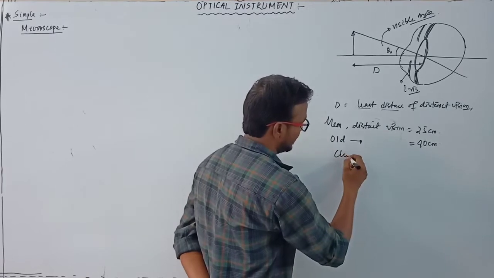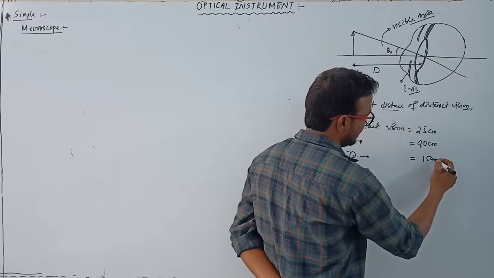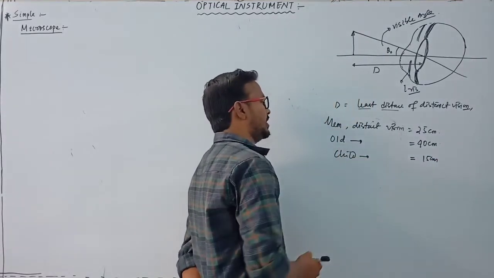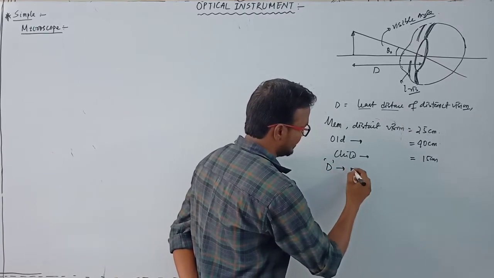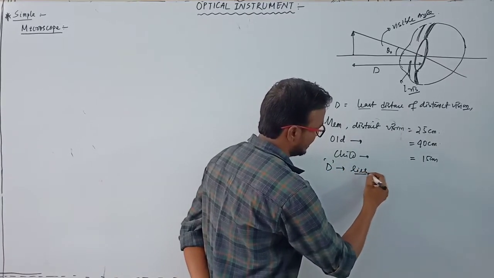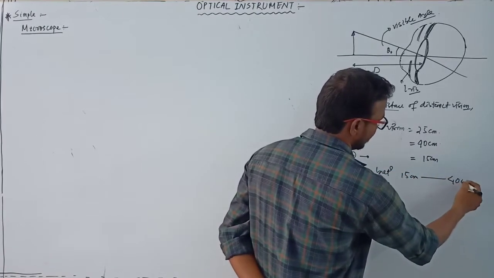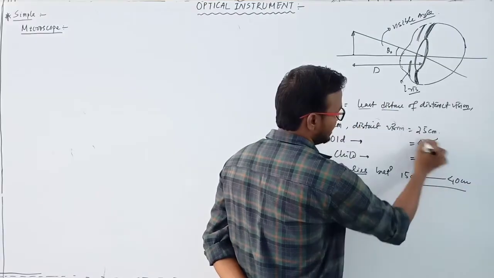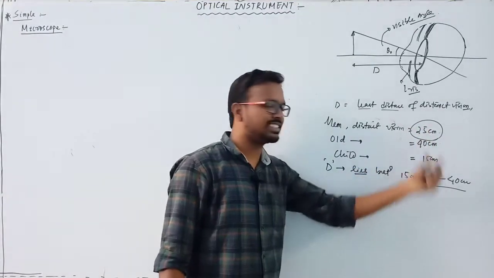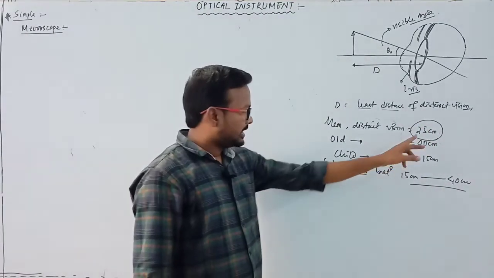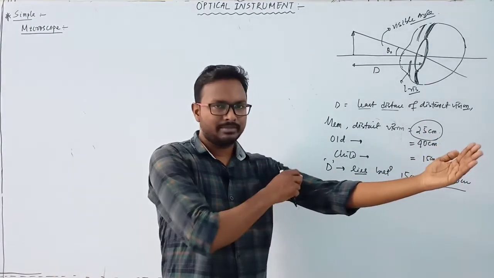For a child, the least distance of distinct vision is equal to 15 centimeter. So if we compare the overall condition, the least distance of distinct vision lies between 15 centimeter to 40 centimeter. But the average mean, which is equal to 25 centimeter, is the least distance of distinct vision we already know. And if the object is placed at 25 centimeter, it is easy to see.